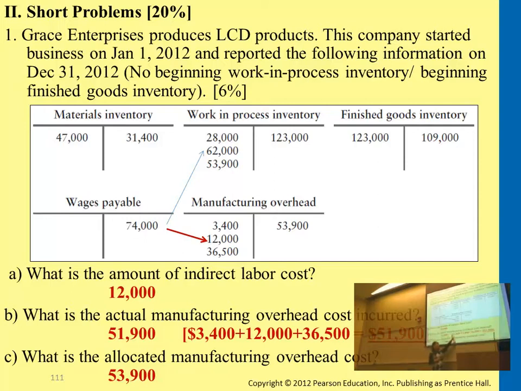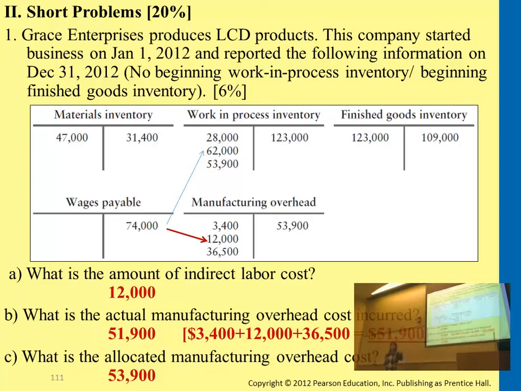Remember indirect labor costs, all the indirect costs go into manufacturing overhead. So you definitely will be picking numbers from the manufacturing overhead T account. So it has to be the left-hand side, the debit side, either one of them. Okay, but also remember that portion comes from wages payable.